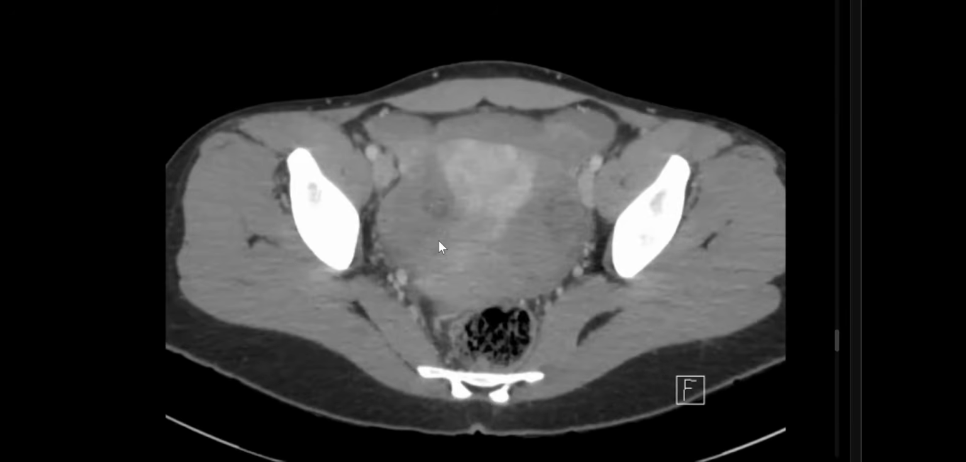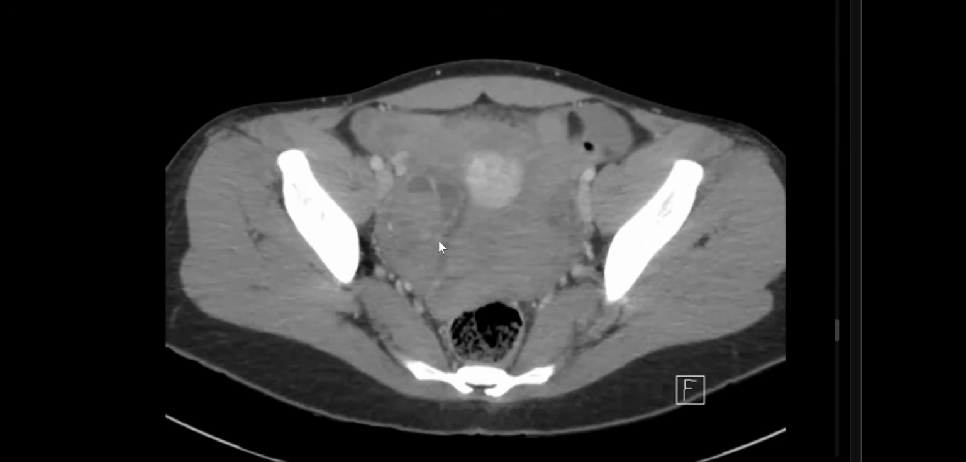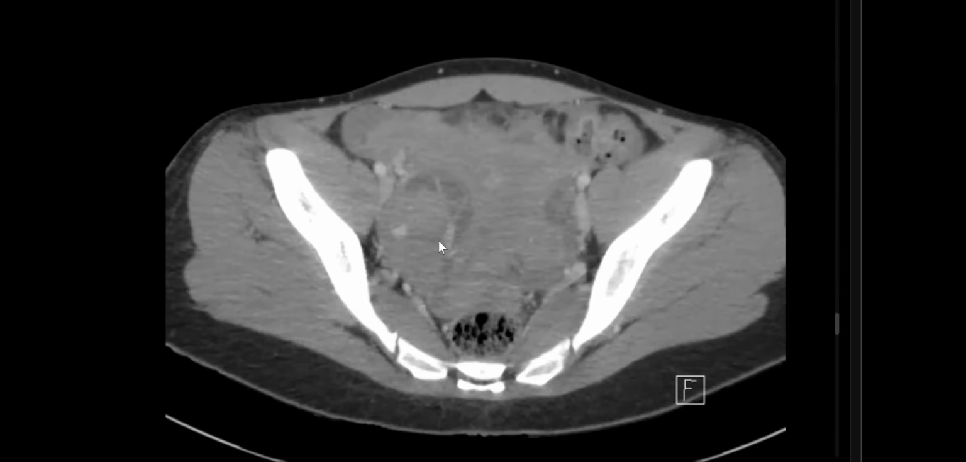Tubo-ovarian complex, but the patient doesn't have any fever or constitutional symptoms, just pain and extravasation. It's hemorrhage. It's adnexal hematoma. Pelvic hematoma may result from ectopic or rupture ovarian cyst.